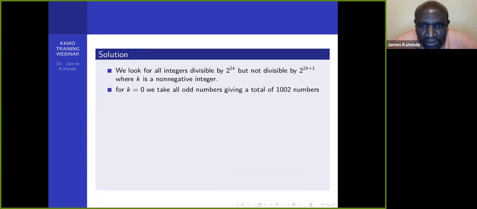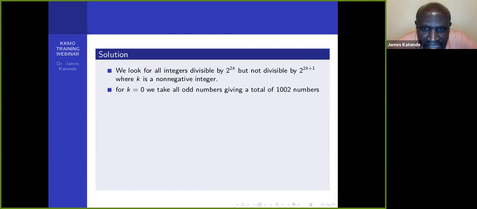So as usual, you can take k equal to 0. If k is equal to 0, then that means you pick the odd numbers, all numbers that are not divisible by 2. So you'll have 1002 in total of those numbers. That's the first set that Yoshi picked. So that's the easy one to pick.